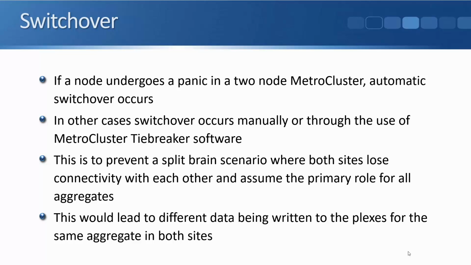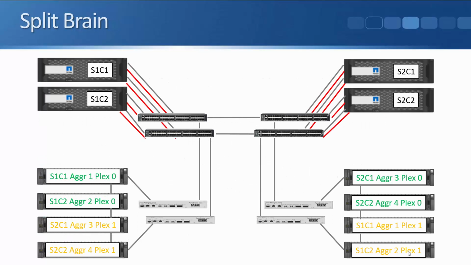So we need to make sure that that doesn't happen. The situation that would lead to a split brain would be where both sites are up, but they lose connectivity to each other. And this is why switchover doesn't happen automatically by default, because normally each site wouldn't know if it lost connectivity with the other side, whether that side had actually gone down or if it was just the network that had gone down.